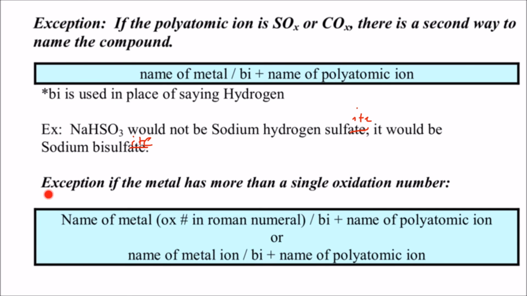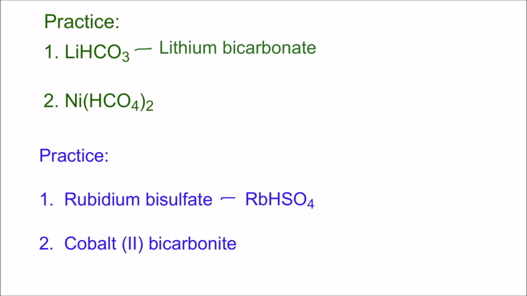Alright, so we're at the last exception. If there's a metal that has more than a single oxidation state, then we will have a systematic way of naming it and a common way of naming it, just like always. So here we have a metal with more than 1 oxidation state. Hydrogen is the second element, and it's paired with an "SO" or a "CO."